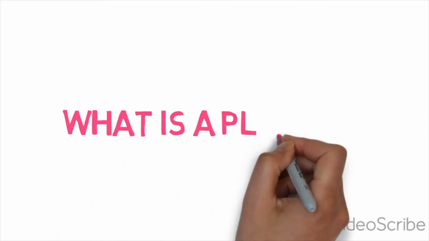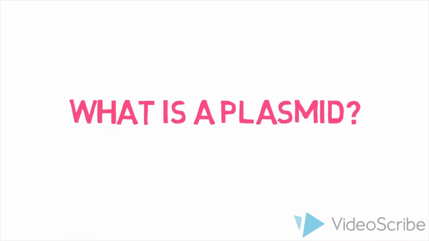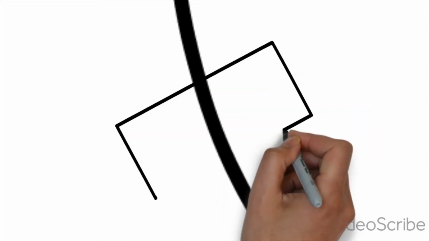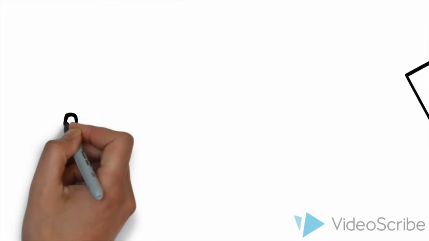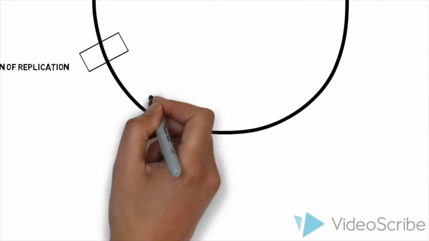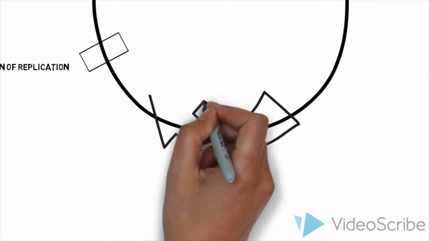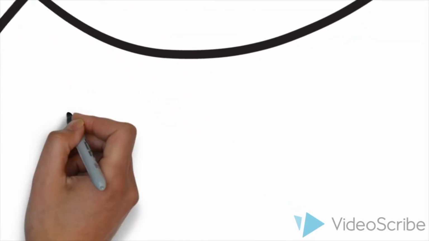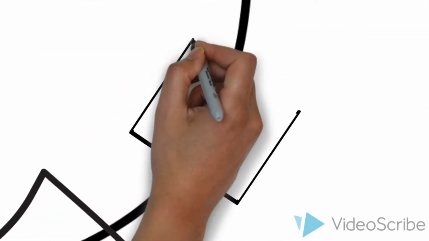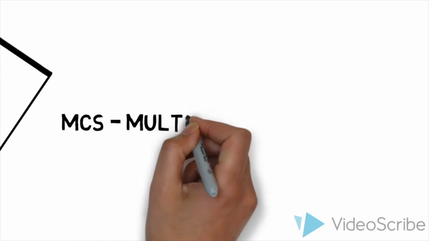What is a plasmid? A plasmid is a circular piece of DNA that includes these major components: an origin of replication, a resistance gene, which usually codes for an antibiotic resistance like ampicillin, and the multiple cloning site, or MCS. This is where your recombinant DNA goes.